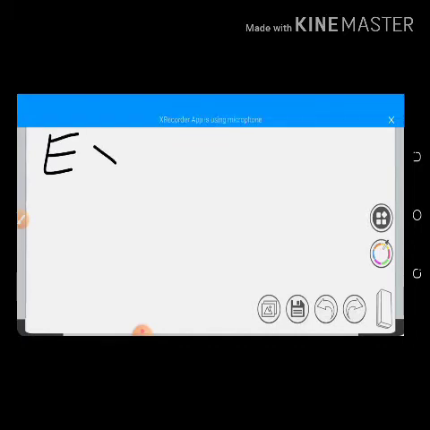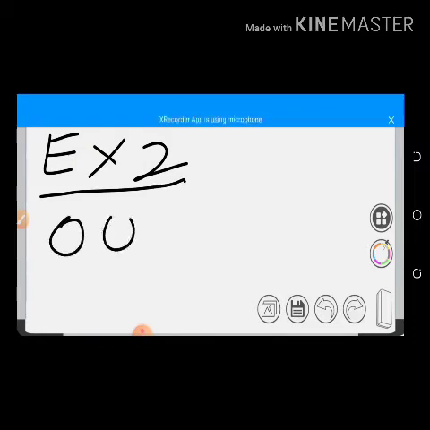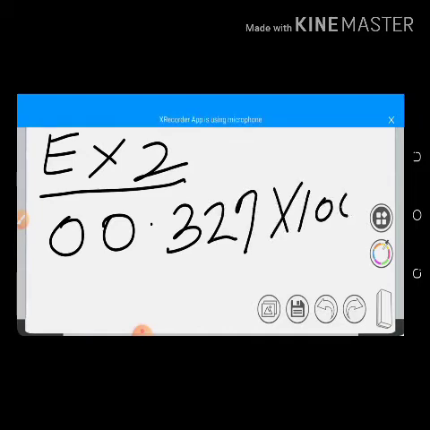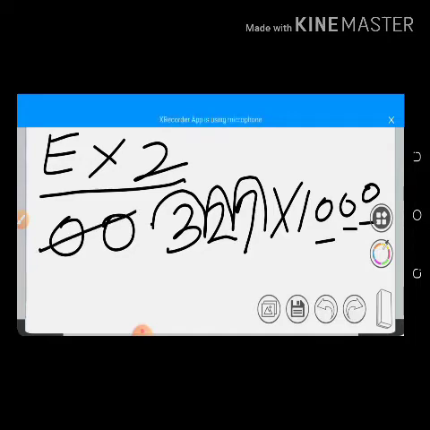Let's take another example. Example 2. 0.327 times 1000. 1000 has how many zeros? 1, 2, 3. So we are going to move our decimal 3 times. 1, 2, 3. By the time we do that, these previous zeros will be cancelled and our answer will be 327.